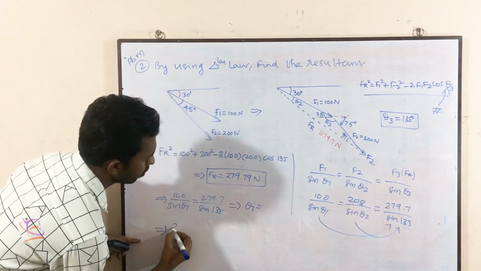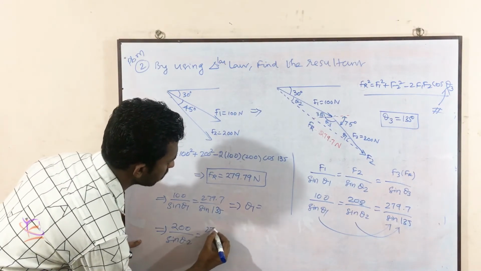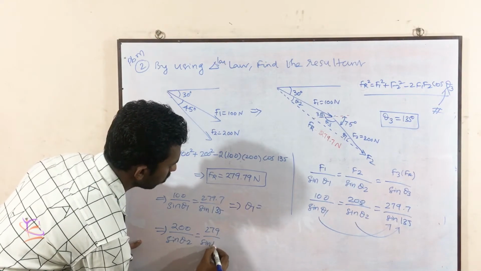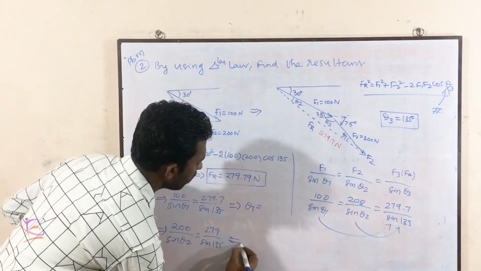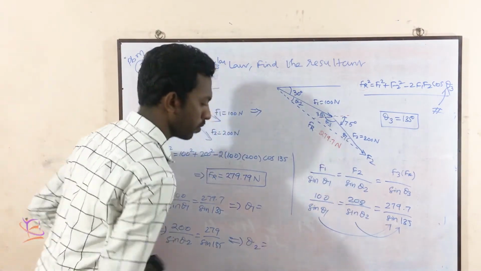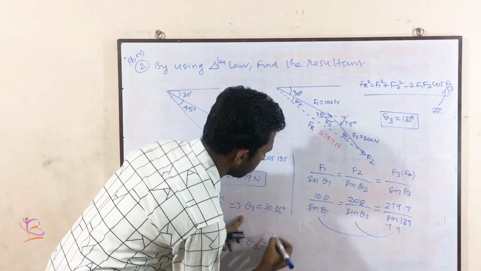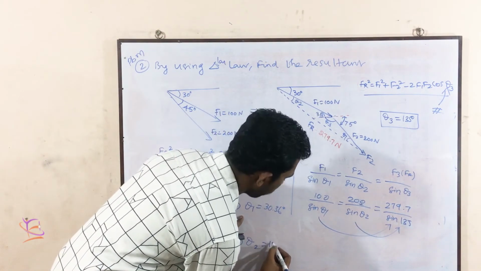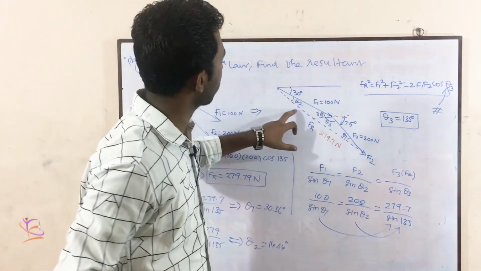Now here, 200 divided by sine theta 2 is equal to 279.7 divided by sine 135 degrees. Equating these two things, you will get the value for theta 2. So I am copying from here: theta 1 value is 30.36 and theta 2 value is 14.64. Now just look at this diagram.